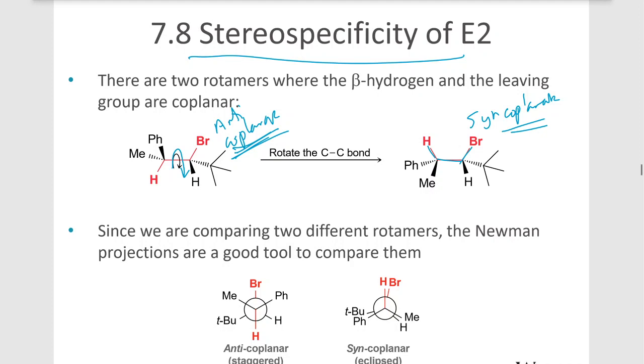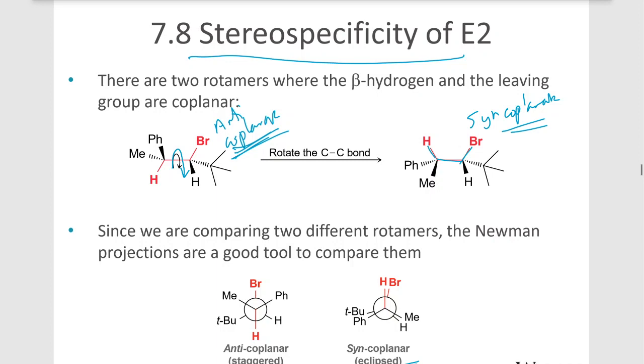So we have the anticoplanar configuration on the left, and of course those are the staggered configuration because they're going to be lower energy in order for this to form. And we have the syn coplanar on the right. That's the eclipsed conformation. That's going to be higher energy, and it will deter the formation of this product.